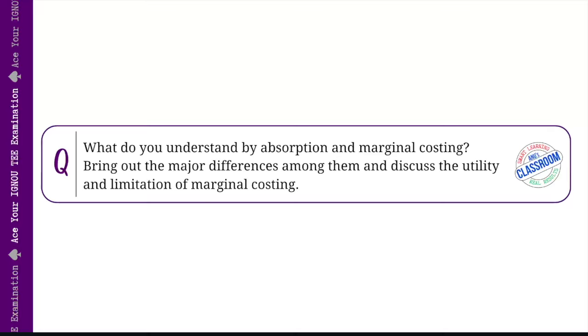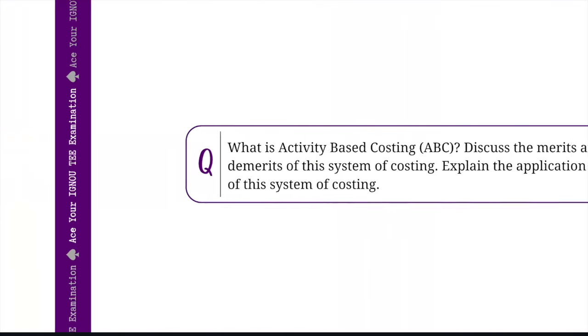So in short, we can say absorption costing is better for valuing inventory as well as external reporting, whereas marginal costing is a powerful tool for internal decision making, cost control, as well as profit planning. And understanding both of these is what helps managers make smarter operational as well as financial choices.